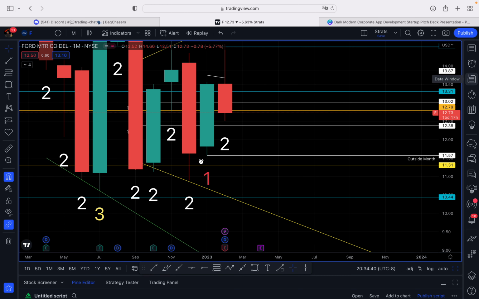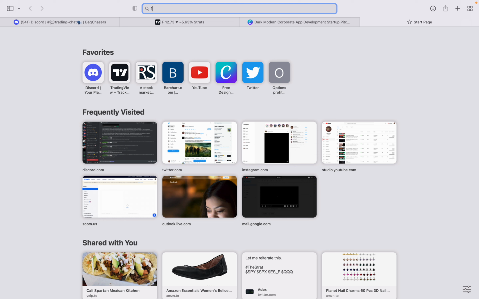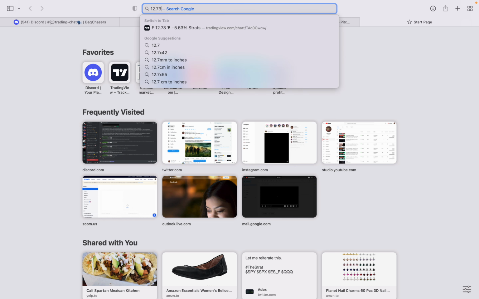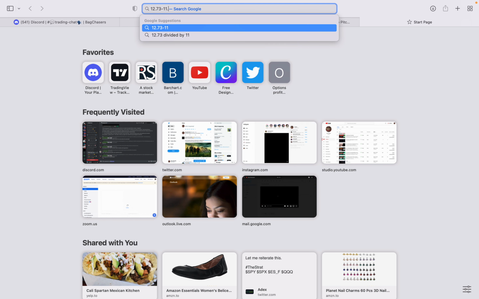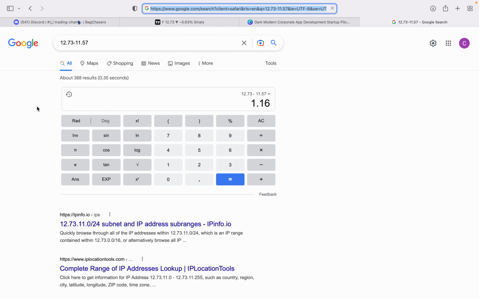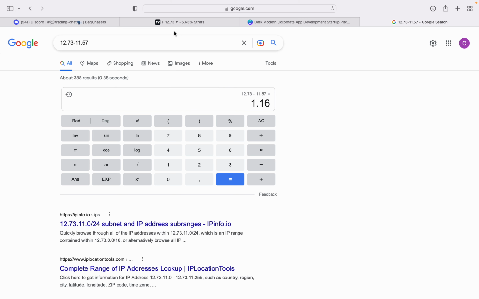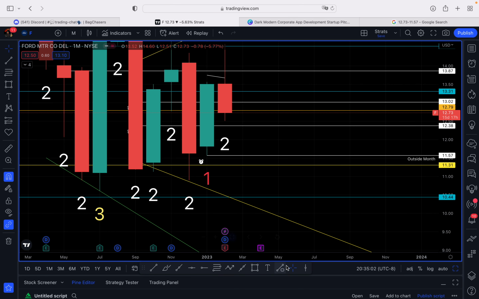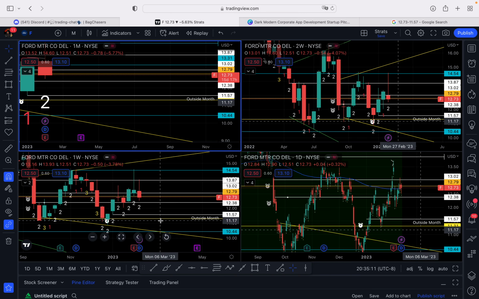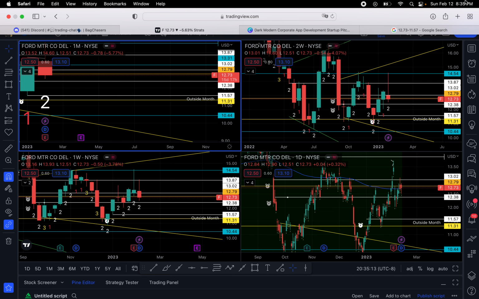So 1273 minus 1157. Let's do that math. It is 1.16. All right. So we need Ford to move $1.16 to the downside in order for this monthly candle to go from a 2 to a 3, right? Now, is that attainable? Well, let's do the math, right?